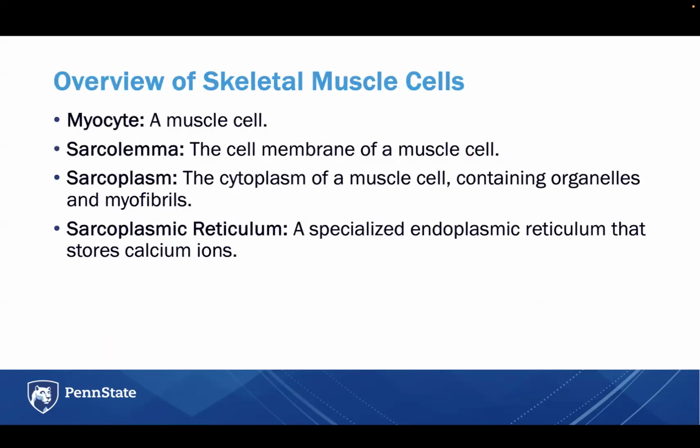And here's an overview of skeletal muscle cells. A myocyte is a muscle cell. A sarcolemma is the cell membrane of a muscle cell. The sarcoplasm is the cytoplasm of a muscle cell containing organelles and myofibrils. The sarcoplasmic reticulum is the specialized endoplasmic reticulum that stores calcium ions.